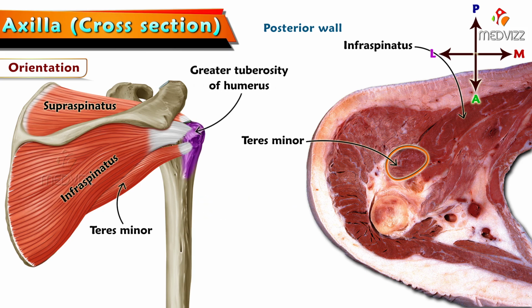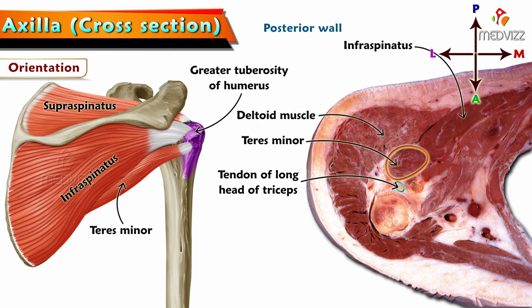We can also observe the tendon of the long head of triceps present behind the shaft of the humerus. Lateral to the shaft of the humerus is the deltoid muscle, which is quite bulky and well seen.